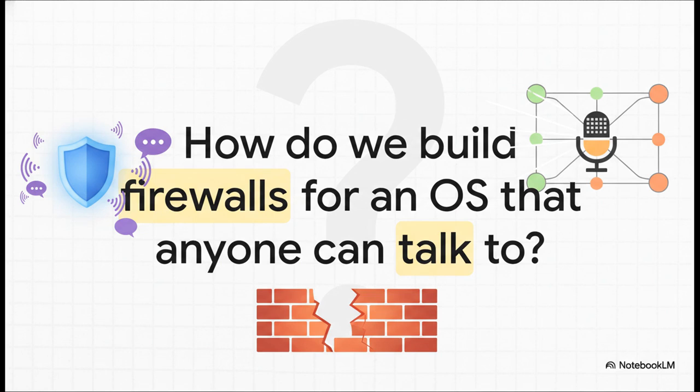Which leaves us with a final, massive question. If we are really building a new kind of operating system, one that's controlled by natural language, what does that mean for the future? And how in the world do you build firewalls for a system whose main interface is designed to be persuaded by anyone who can talk to it?